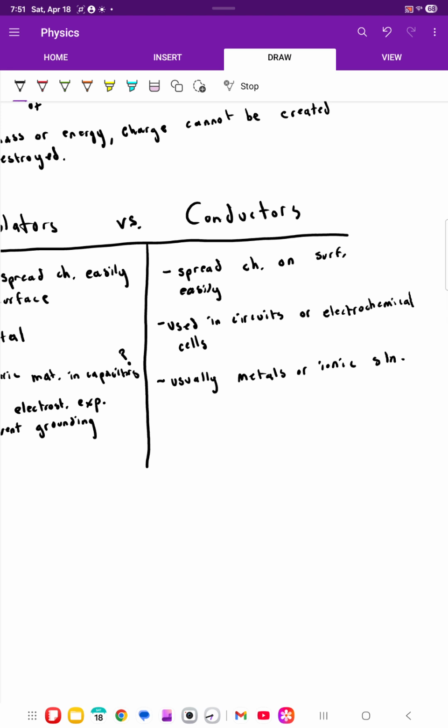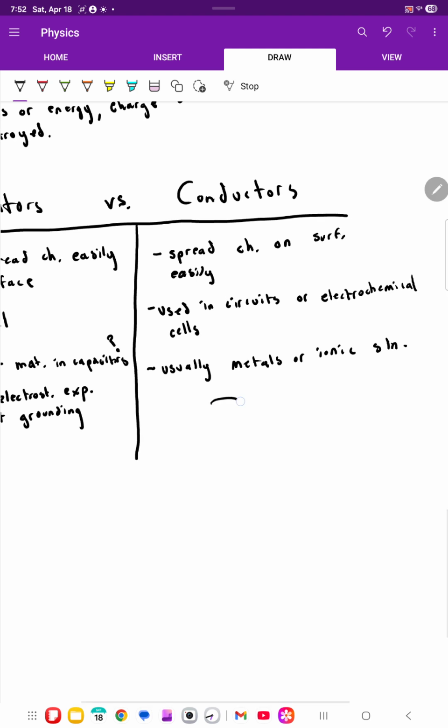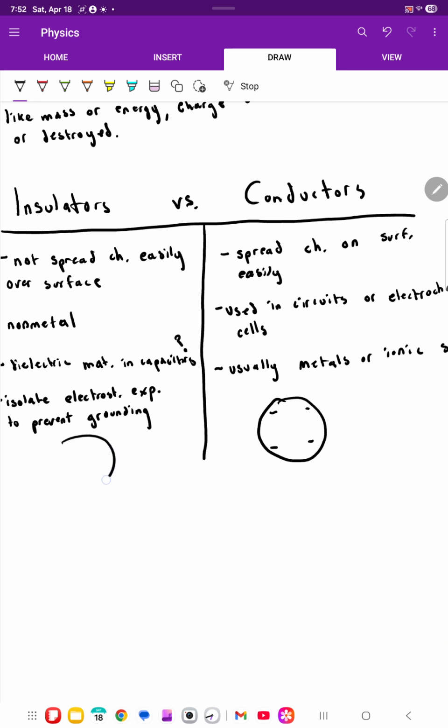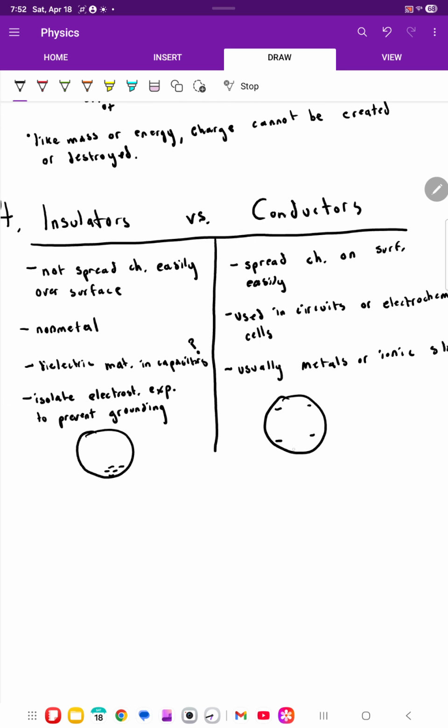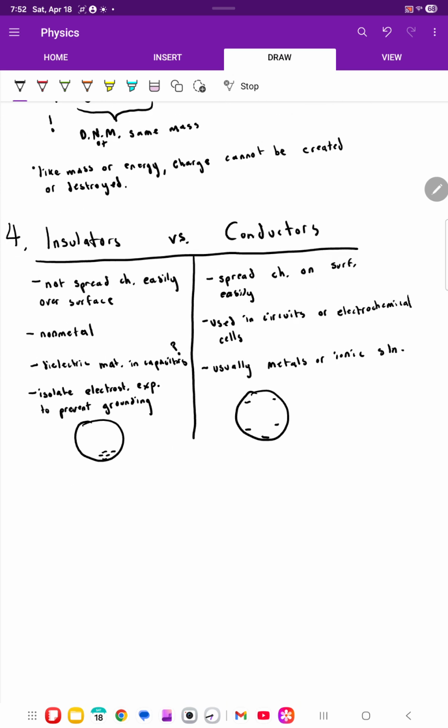Figure 5.1 demonstrates the behavior of an insulator and conductor when negative charge is placed on them. So conductors would, in the diagram, look like this, whereas insulators, notice on the surface, are more clumped and not so spread out. So it looks like that.